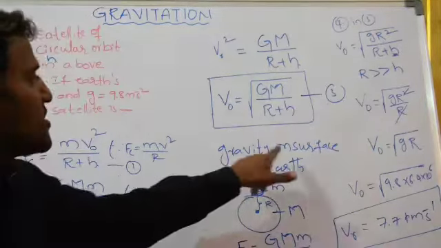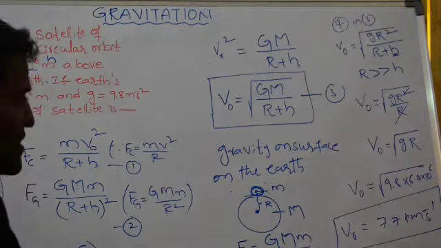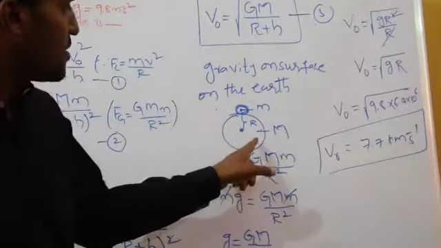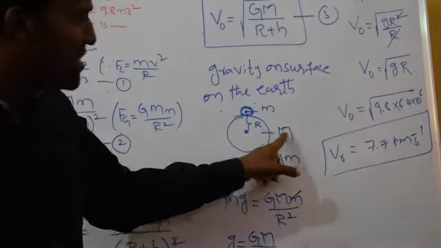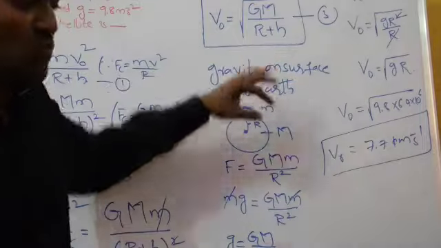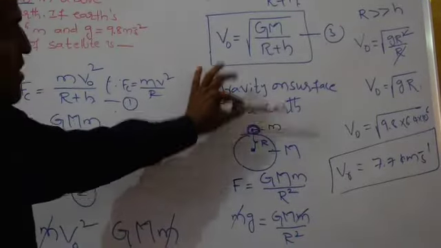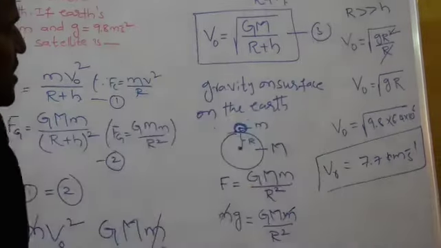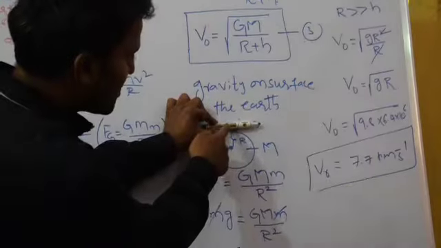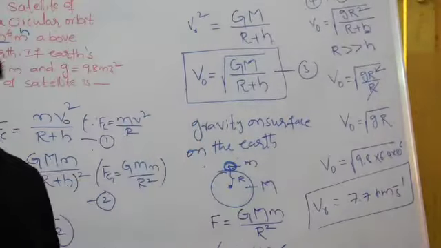Then gravity on the surface of the earth, how to calculate? Gravity on the surface of the earth means, this is the earth. Mass of the earth is capital M. Radius of the earth is capital R. Now a small object, this marker, I placed on the earth surface. The mass of the marker is small m. From the center of the marker to the center of the earth, the distance is r. That is nothing but the radius.